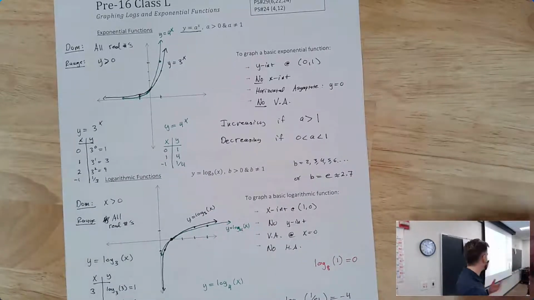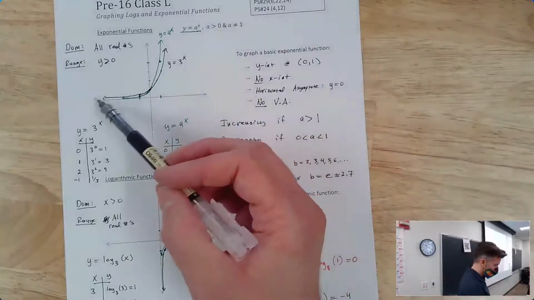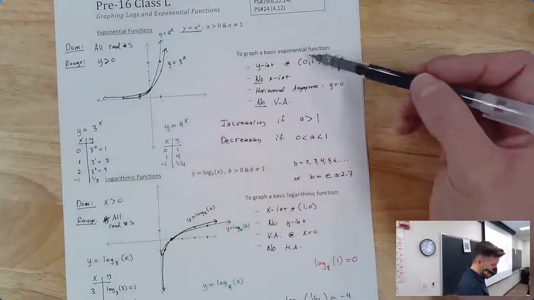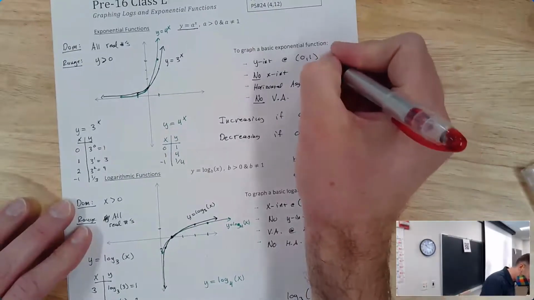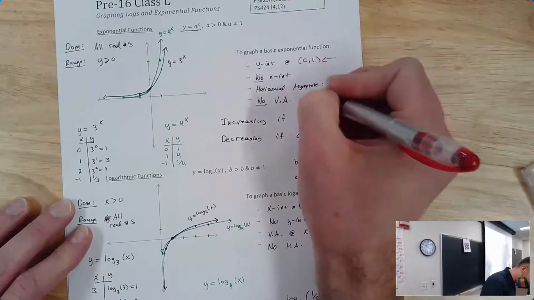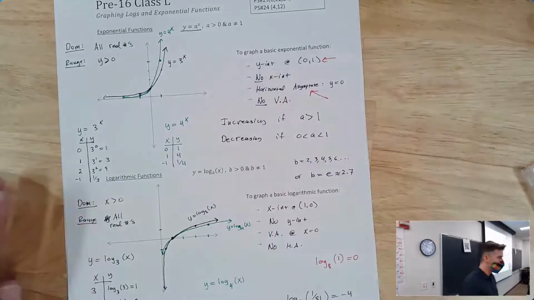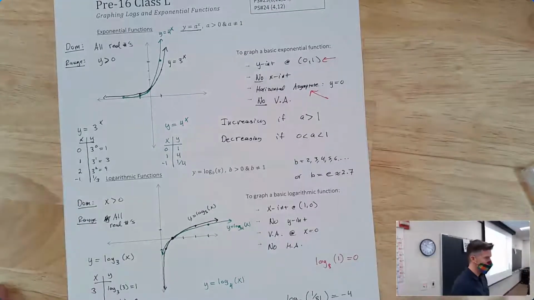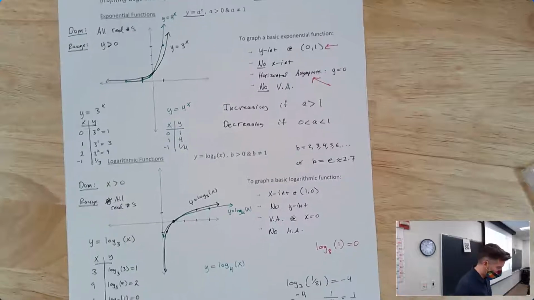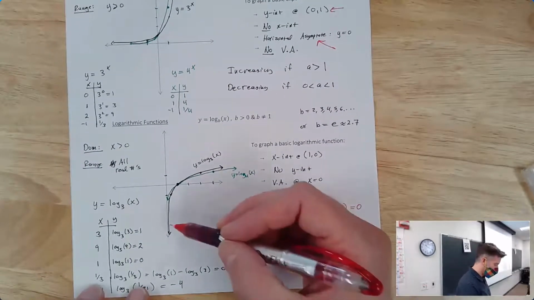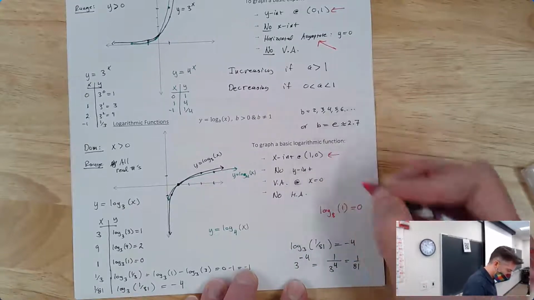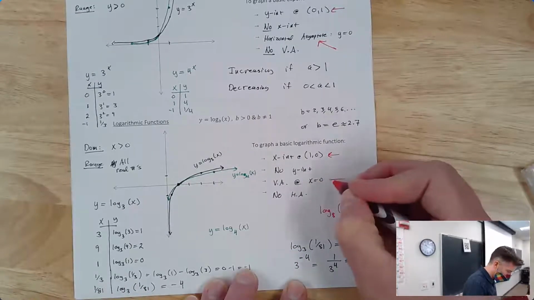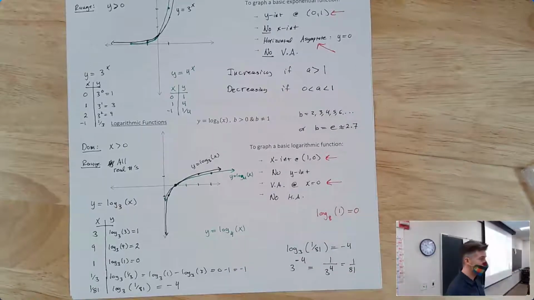So when you're thinking about an exponential function, you should think about this shape and specifically these facts. There's a y-intercept at 0, 1, and there's a horizontal asymptote at y equals 0. And then for a logarithmic function, you should be thinking about this shape. And there's an x-intercept at 1, 0, and there's a vertical asymptote at x equal to 0. Those are kind of the real salient points.